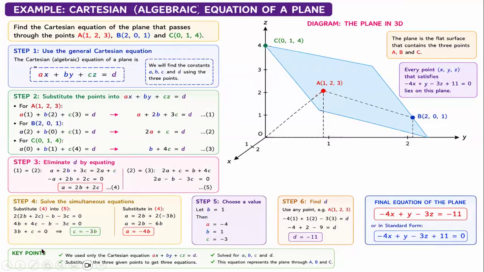So some key points to remember, we only use the Cartesian equation. We substitute the 3 given points to get the 3 equations. We solve for a, b, c, and d, and the equation represents the plane through A, B, and C. So we have a diagram here that shows you the different points on the plane.